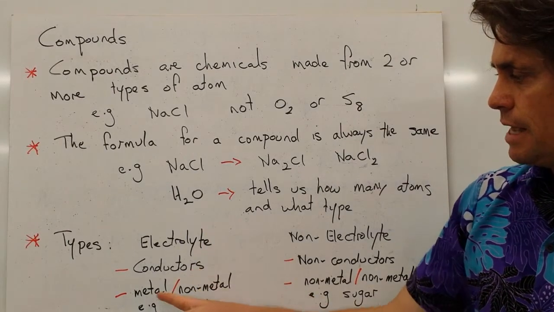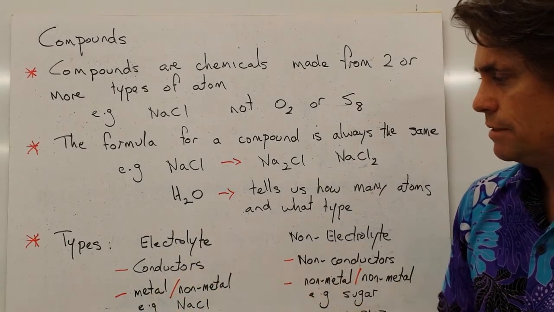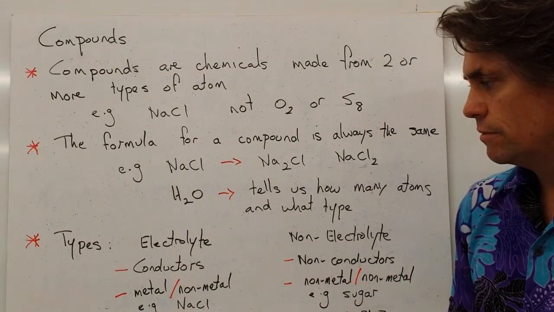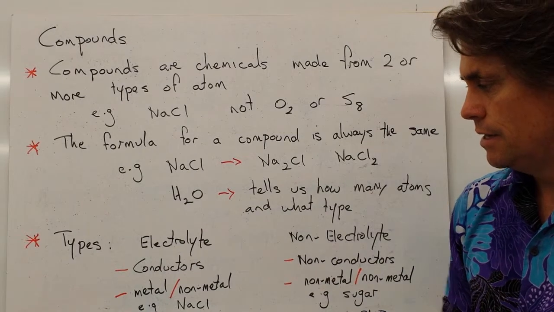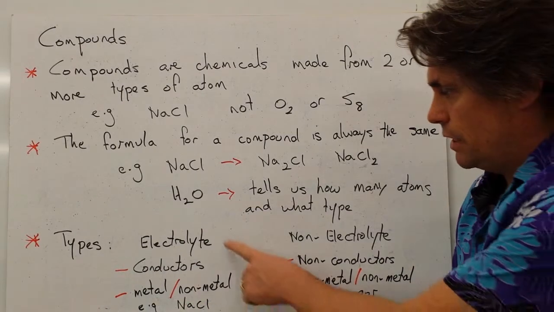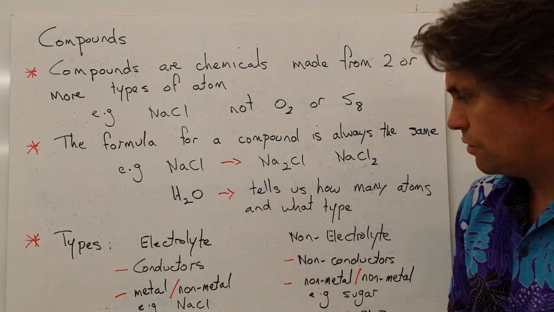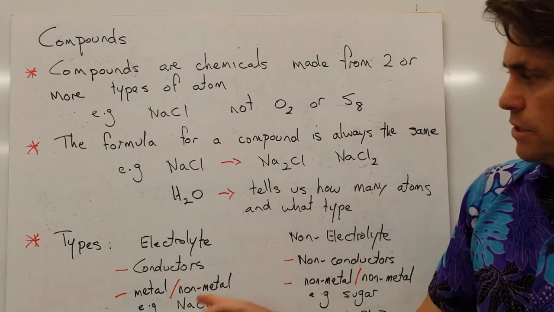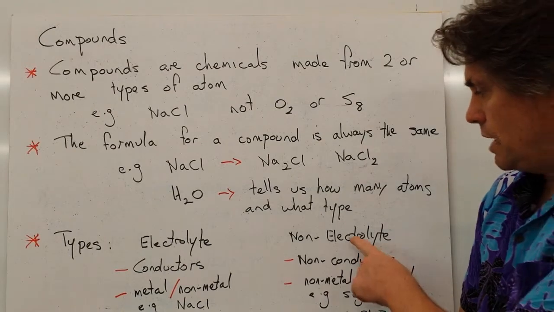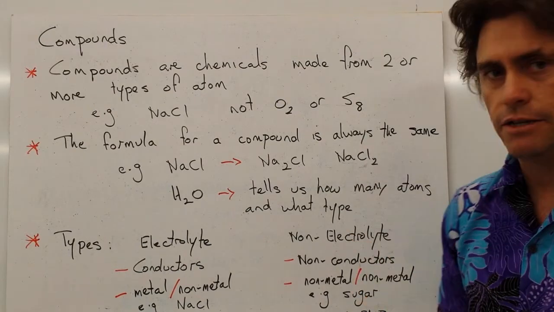Our electrolytes are made of metals and non-metals, and our non-electrolytes are made of non-metals bonding with non-metals. So as an example, sodium chloride for our electrolyte and sugar for our non-electrolyte. So we call our electrolytes ionic compounds and we call our non-electrolytes covalent compounds.